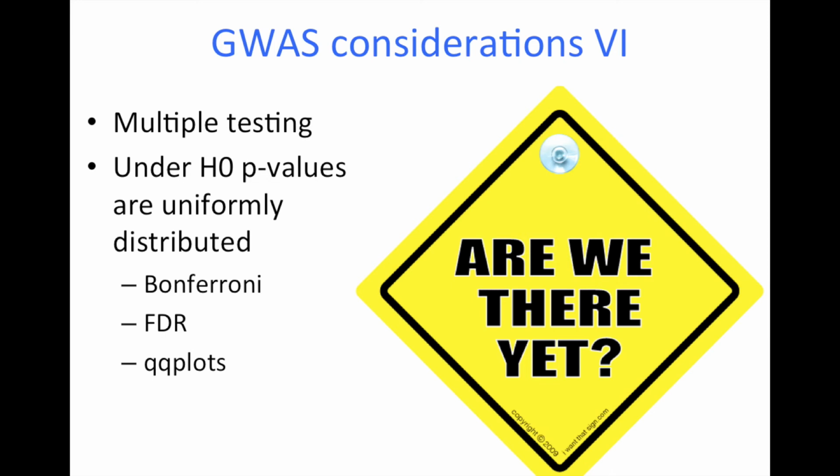Another issue that comes up in GWAS is multiple testing. I'm not going to go into the theory, but basically under the null hypothesis, p-values are uniformly distributed, which means that you're going to have values that are less than a typical significance threshold of, let's say, 0.05. So 5% of the time, things that are not associated with your phenotype pop up as significant. And you want to take care of that.